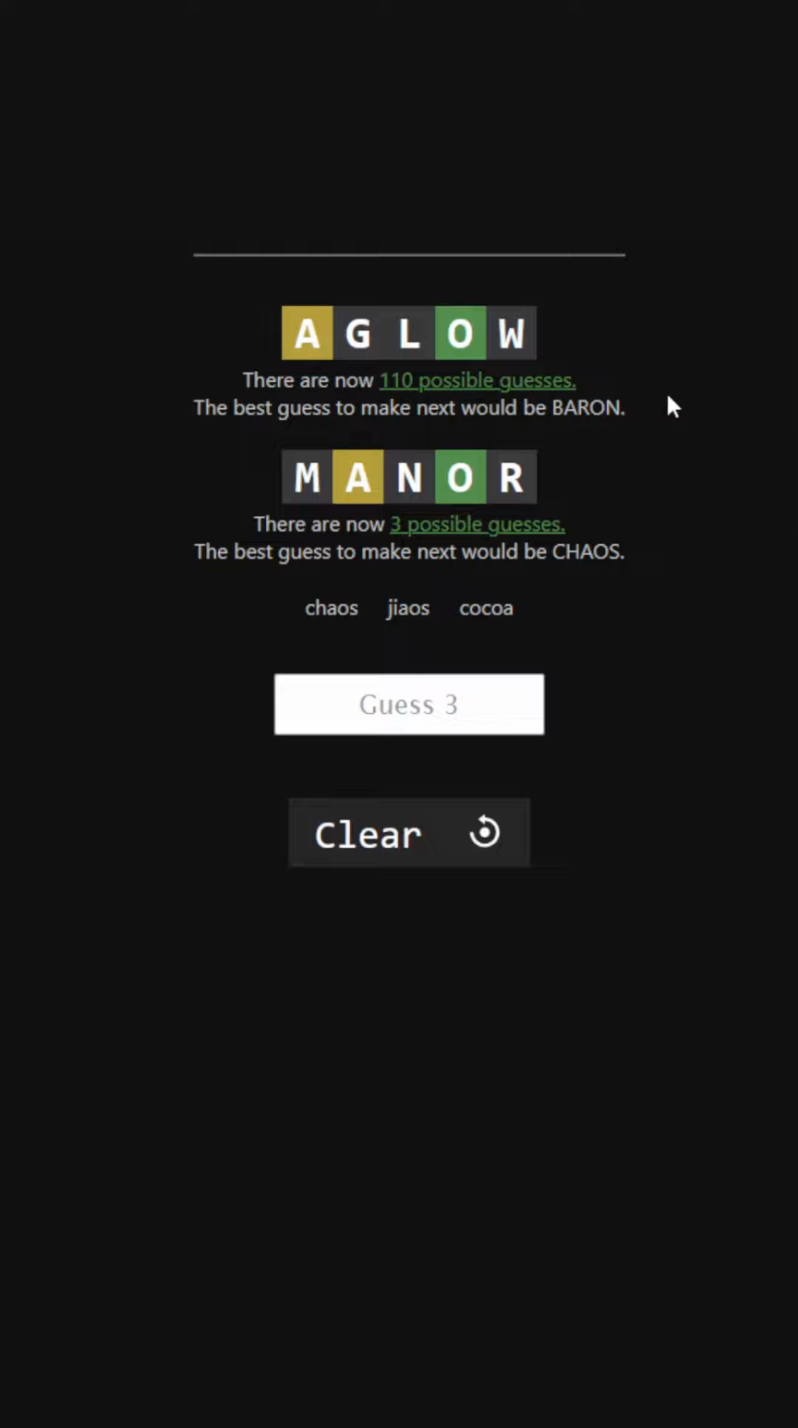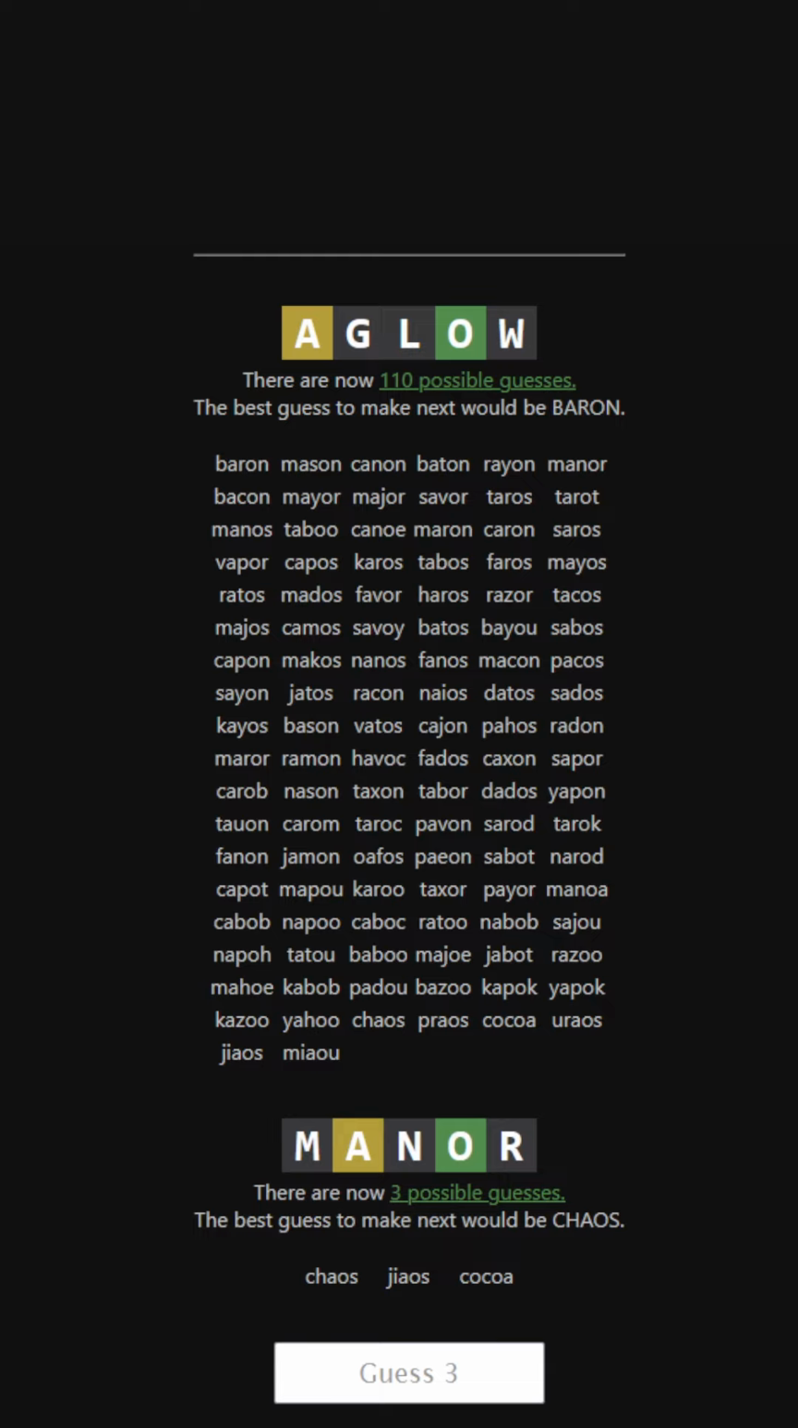Baron was, you know, no difference between Baron and manner for the solve. Wouldn't have given me any difference, I think. But yeah, I will take that when it lines up.